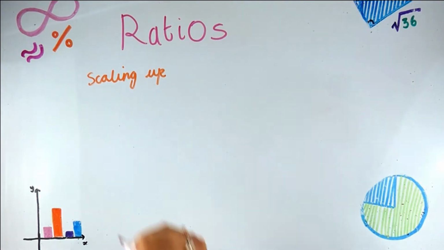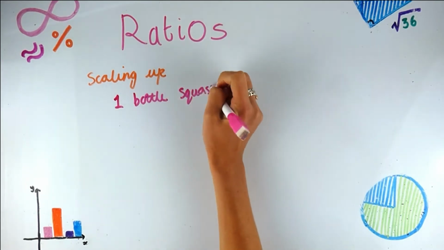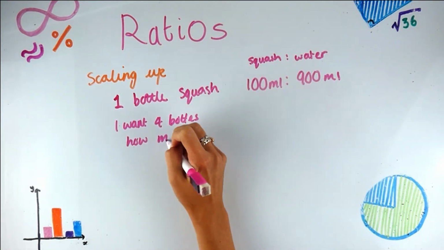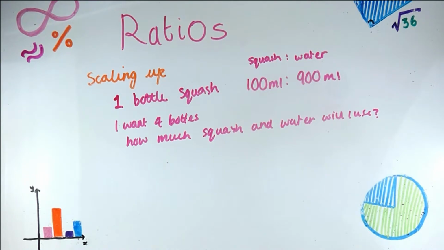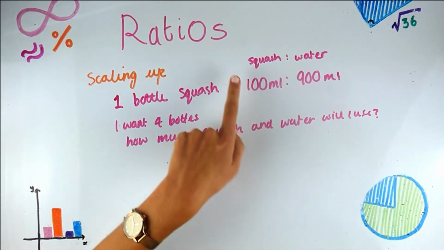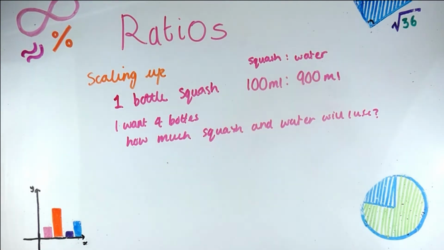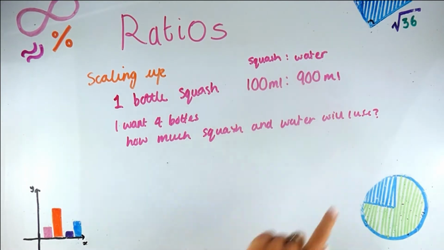So I'm going to just set the scene. So I have to make 1 bottle of squash. Okay, so this is my question. I've lost a few verbs on the way, but 1 bottle of squash, you need 100 millilitres of the squash to the ratio 900 millilitres of water. If I want to make 4 bottles of squash, how much squash and how much water will I use?